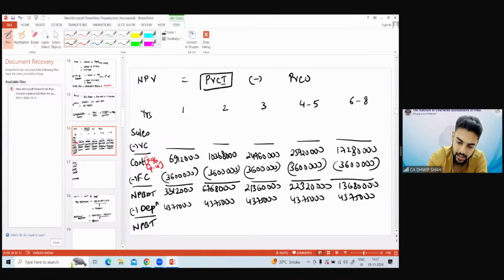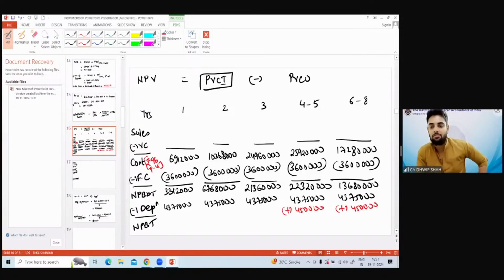But that depreciation on additional equipment would only come from year 4. Are you getting this? Would only come from year 4 to year 8. Understood? Because additional equipment is purchased at the end of year 3, depreciation will start from year 4 and it will go on till year 8. This is not a unique point, but this is a point where students are likely to make errors. And we have seen that.